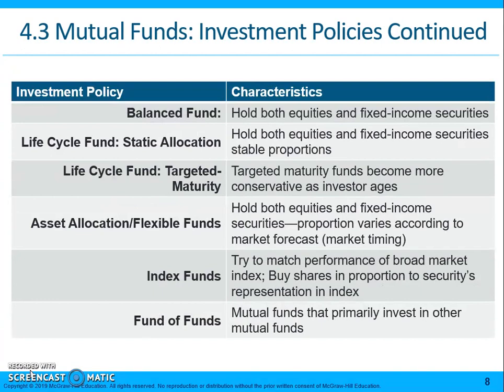Other types of funds: balanced funds typically hold equity and fixed income securities, and a balanced fund would typically be a 50-50 mix between equities and fixed income. Life cycle funds with static allocations would hold equities and fixed income in stable proportions. Life cycle funds with a targeted maturity are typically targeted towards retirement.